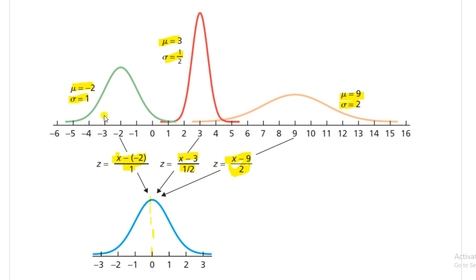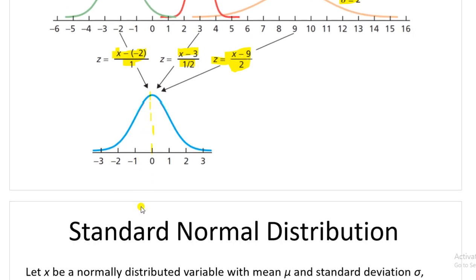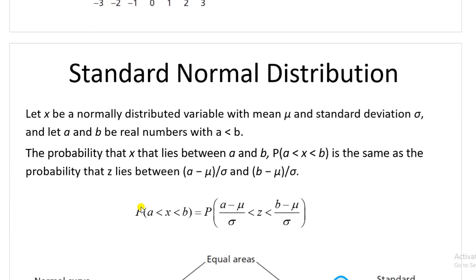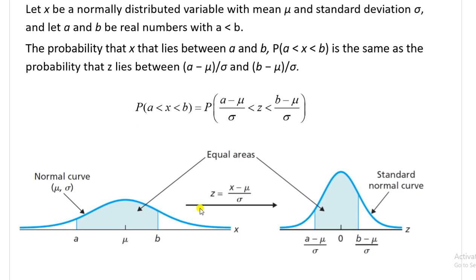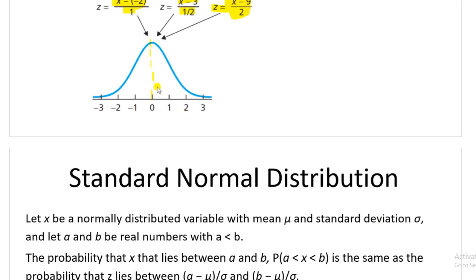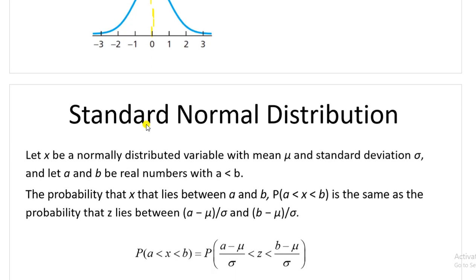So no matter what shape your original normal distribution has, after this transformation your z will always have this shape with 0 mean and unit variance. That's why we call it the standardized distribution, the standard normal distribution. Now what is the benefit? The benefit is there are tables. People have made tables for the areas of the standard normal distribution. If you have a standard normal distribution with mean 0 and sigma 1, then you can find the areas under this curve with the help of those tables. I will show you the table as well.